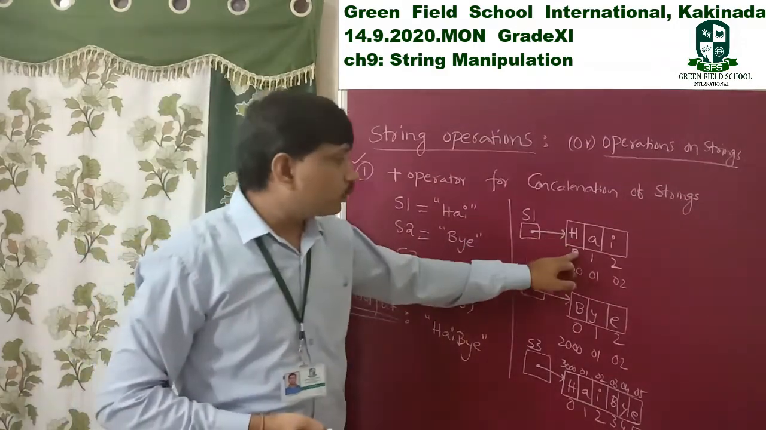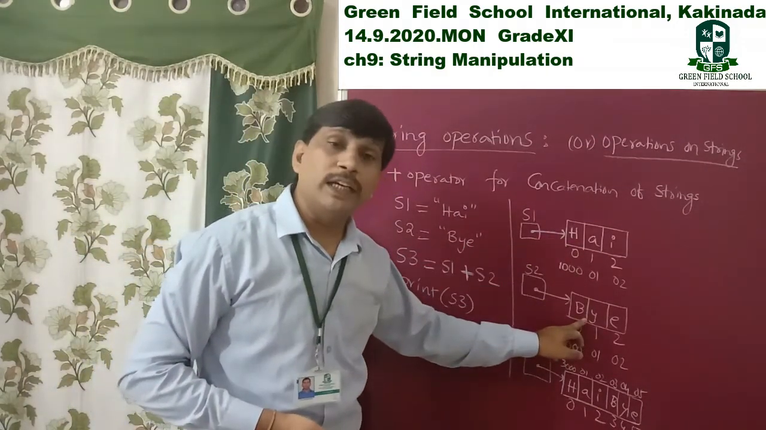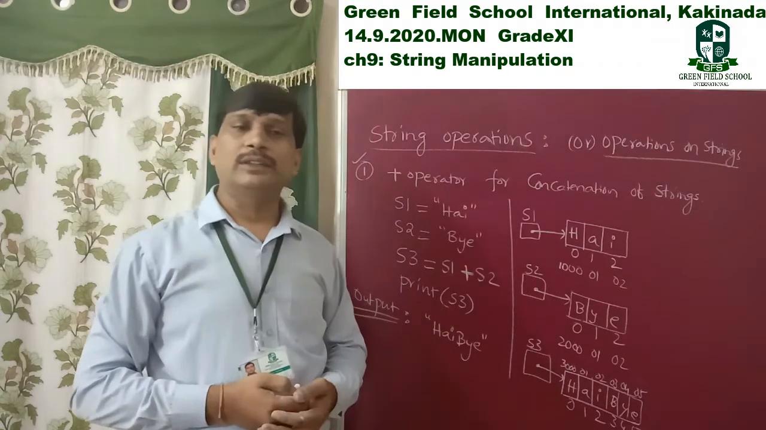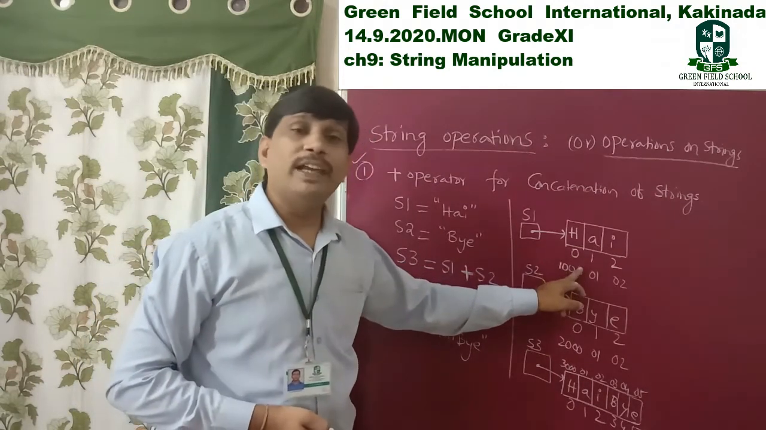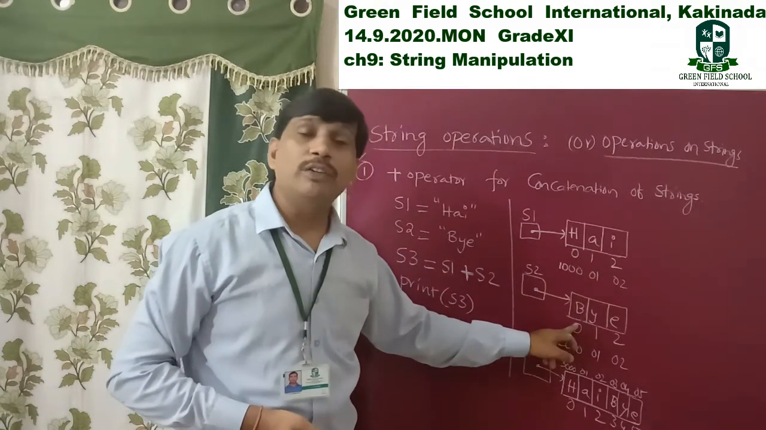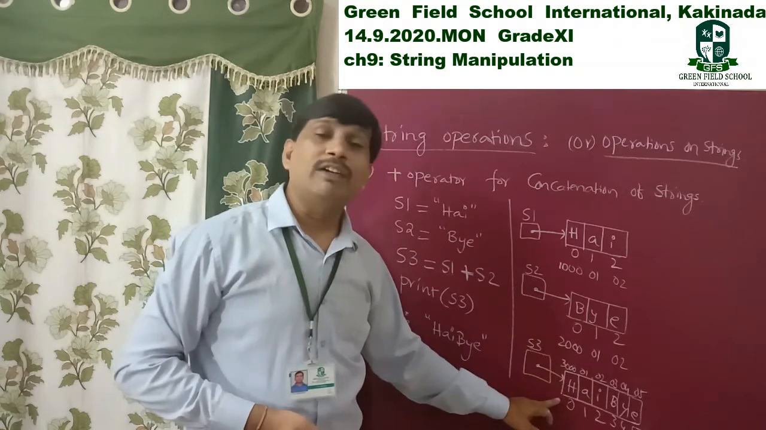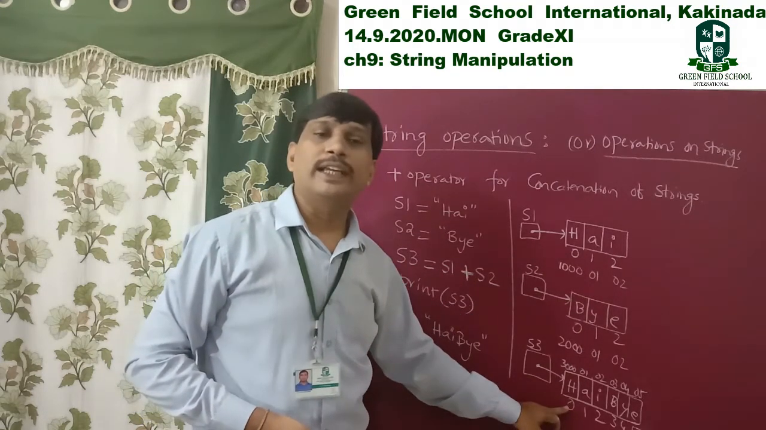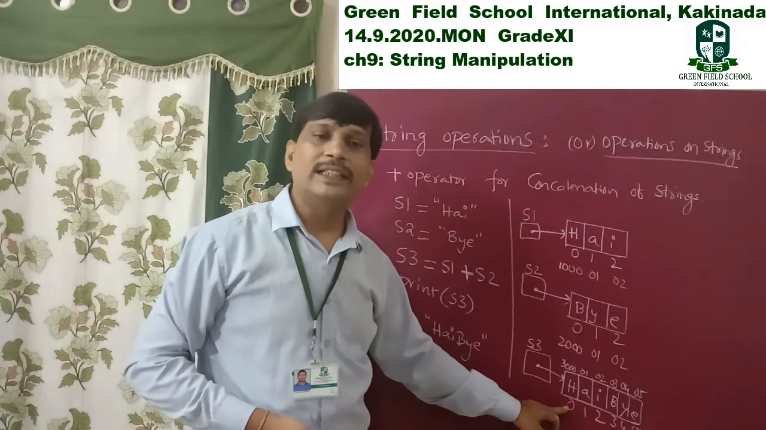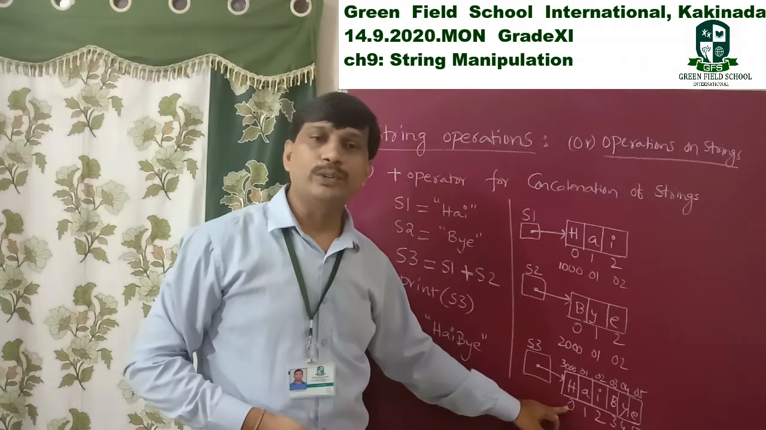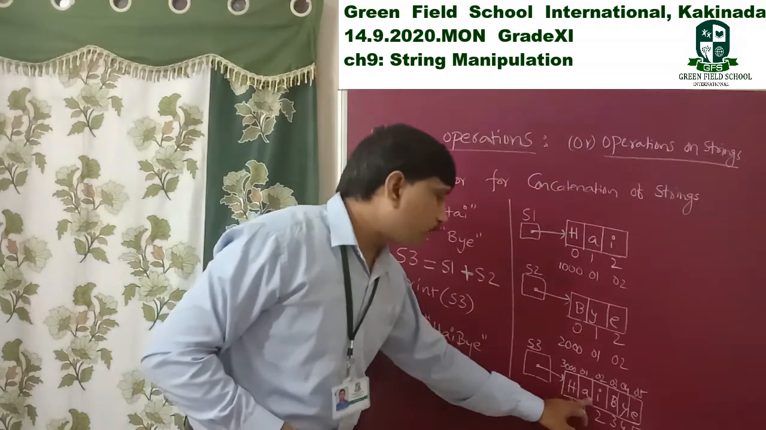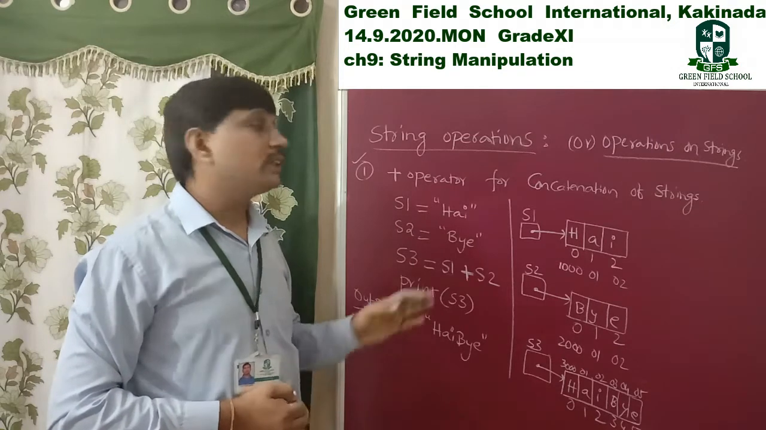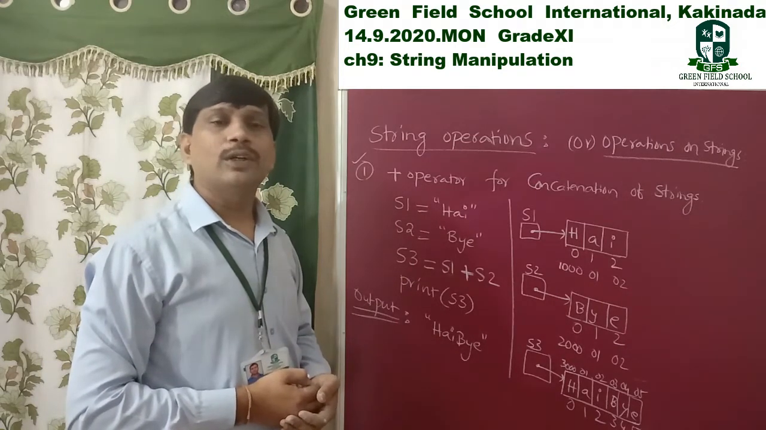Observe here. This one is at memory address location 1000. This one is at 2000. This one starts at 3000. We do not modify any previous address location values. We just create one more new string and combine these two strings to store here, the concatenation of those two strings in a new string, that is S3. Then print S3 to display its value. Here the value of S3 is hi, bye. So this is the concept of concatenation of two strings.